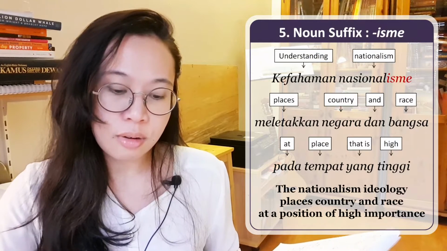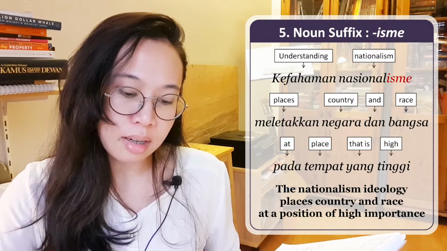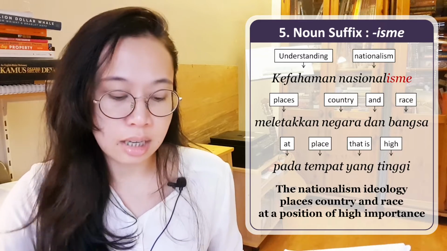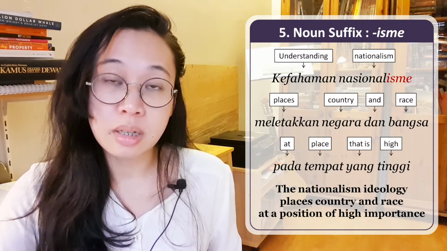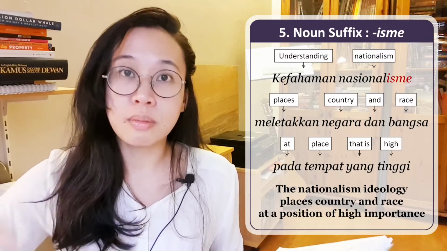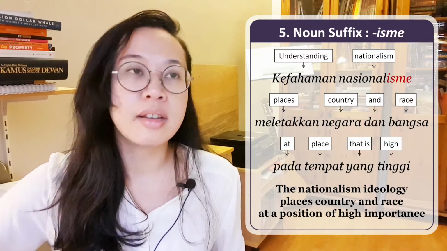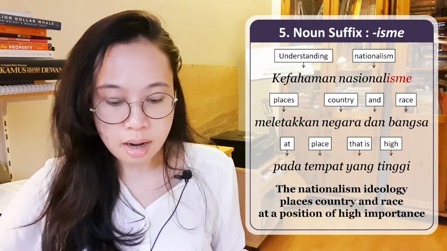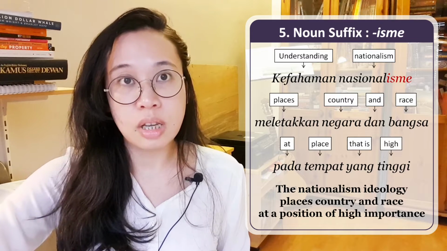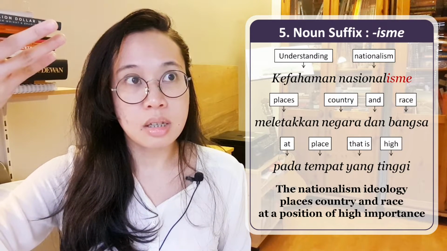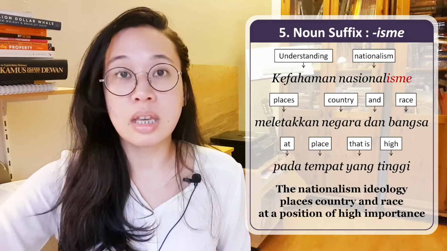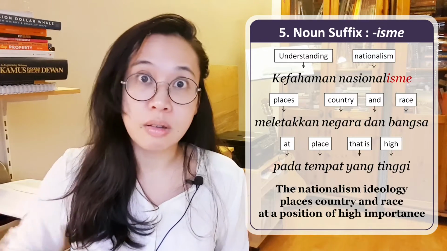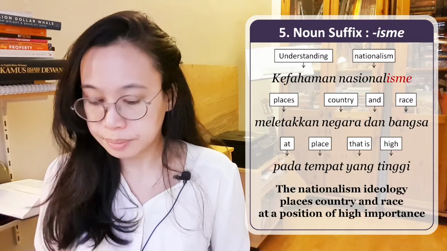An example of a sentence: kefahaman nasionalisme meletakkan negara dan bangsa pada tempat yang tinggi. Kefahaman nasionalisme, the nationalism movement. Kefahaman, faham is to understand. So the belief or the following for nationalism. Meletakkan negara dan bangsa, places country and bangsa, race, pada tempat yang tinggi, at a high place, places high importance on nation and people. Okay, that's it for isme.